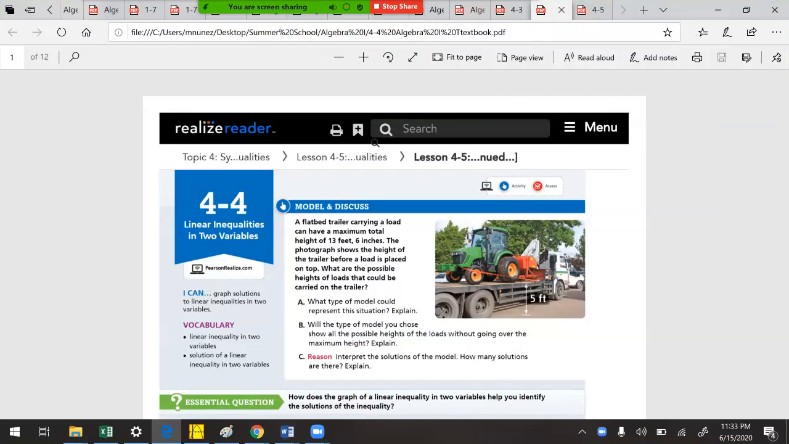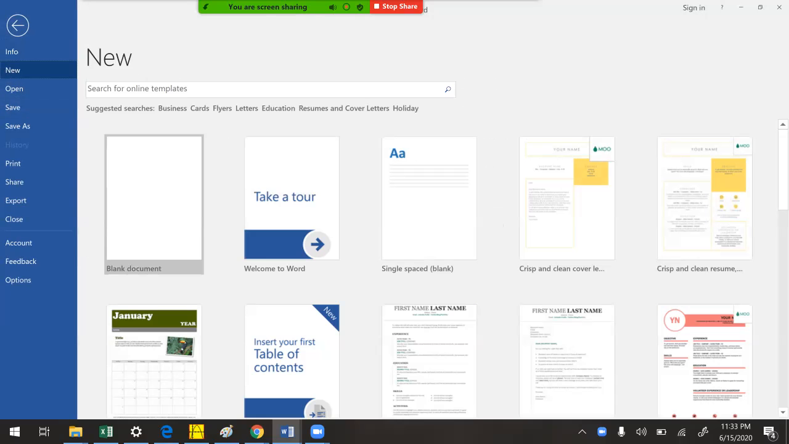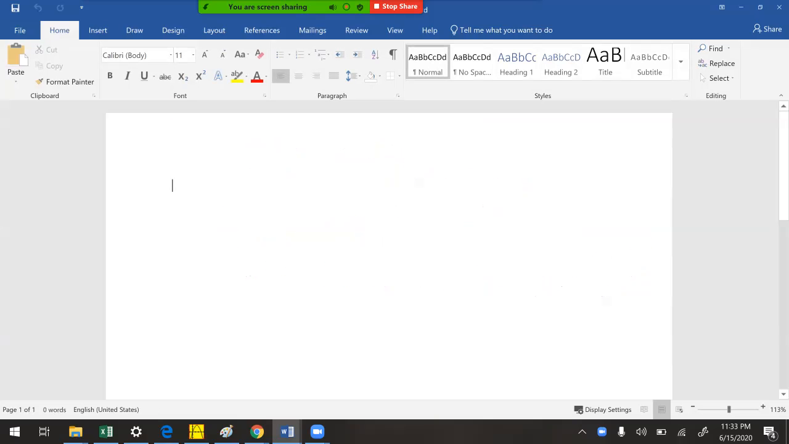Okay, 4-4, linear inequalities in two variables. We're going to be graphing in this lesson. Before we even talk about this lesson, I want to talk about how we graph things, okay? We all know how to graph a linear equation. If you don't, I'm going to yell at you.